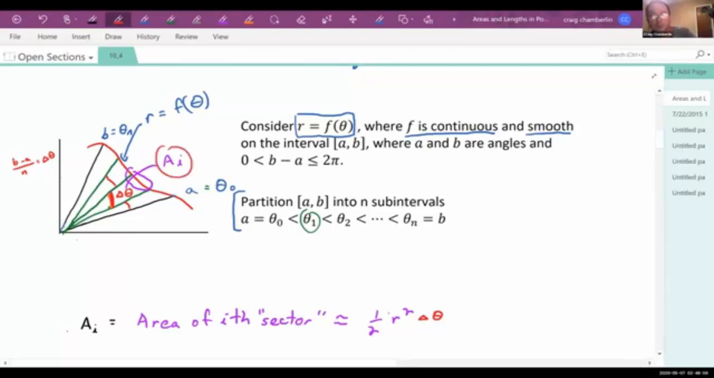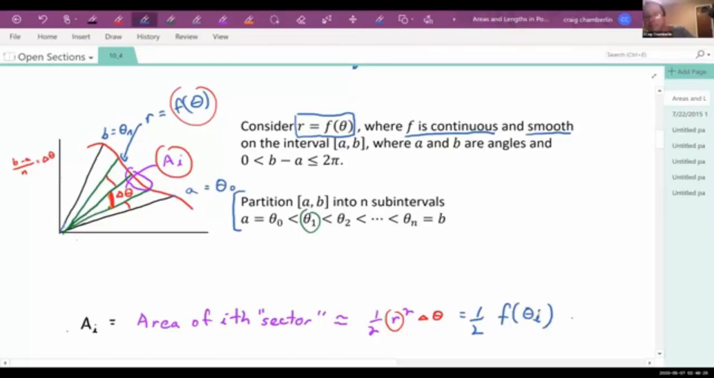But remember what r is given by. r is given by the function. So this would actually be 1/2 f of, whatever your sample theta value is, we could call it theta sub i.